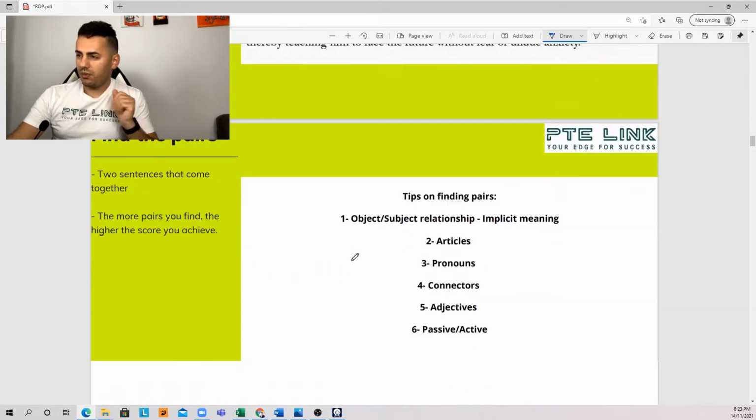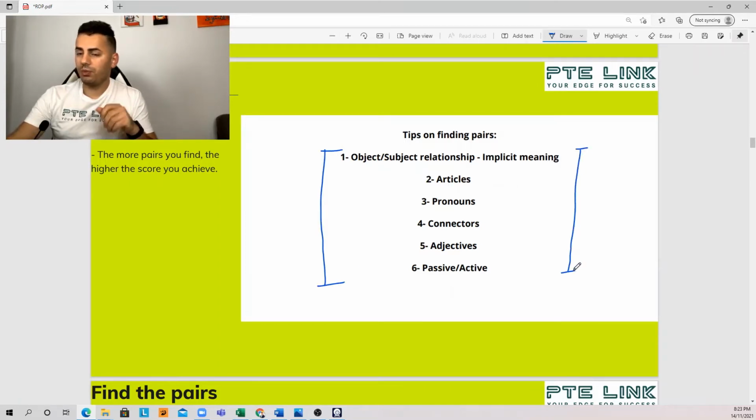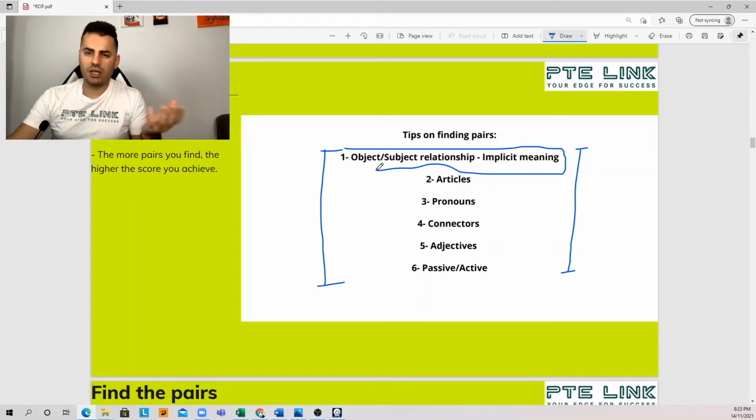So this is the full lecture I give in the class, by the way. So here are the 6 tips I'm giving to my students. As you see, there are 6 altogether. We're going to talk about them one by one, and each tip will be supported by an example. Starting with the first tip here, which I call the object and subject relationship, or to be more general, I would say it's the implicit meaning relationship.